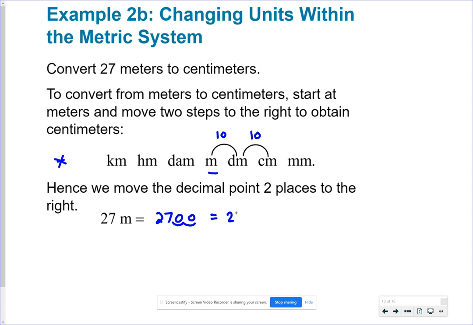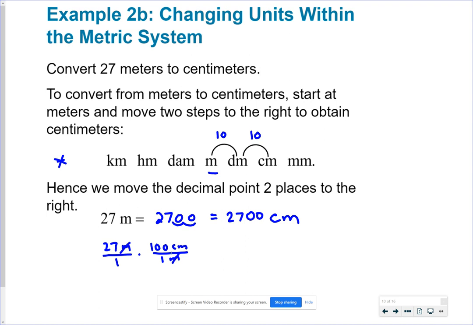So 2,700. What units do we put on that? Centimeters. Okay? So we just move it 2 places to the right, and we'd have 2,700. Or you could use unit multipliers, right? I could take my 27 meters over 1, and I could multiply it by, if I remember the conversion factors, it's 100 centimeters in every 1 meter.